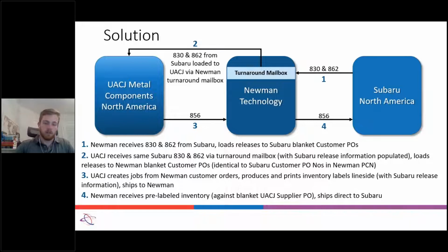The same needs to be set up in the UACJ PCN, and that is the identical customer purchase order number set up on a blanket, and on the 830 and 862 documents, we will enforce the match on that PO number so that we can maintain the release loads in comparison to the same way they load in Newman. So the releases from Subaru are maintained identically in Newman and UACJ automatically.